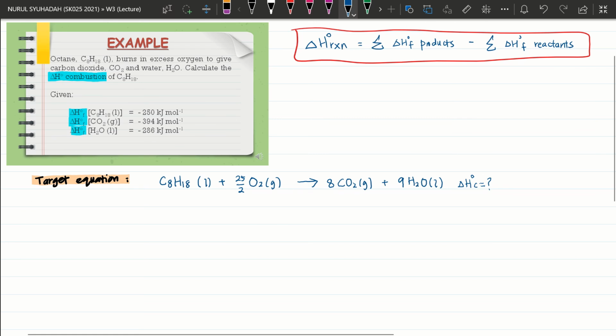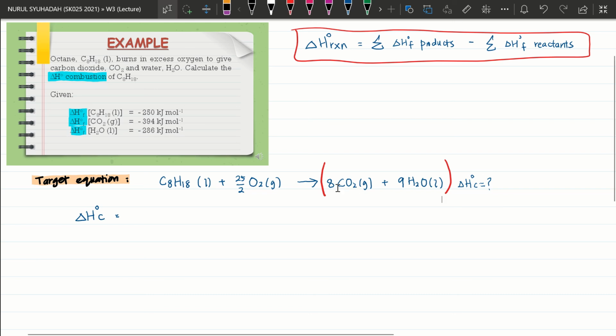To use this equation, first you need to make sure that you write down the correct enthalpy change that you want to find. For this question, we want to find delta H naught combustion. Now let's take a look one by one. I will use different colors for reactants and products. I will use red color for the product. So the sum of delta H formation of the product. Our products here are carbon dioxide and water.